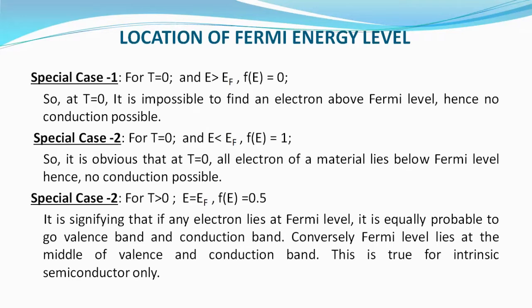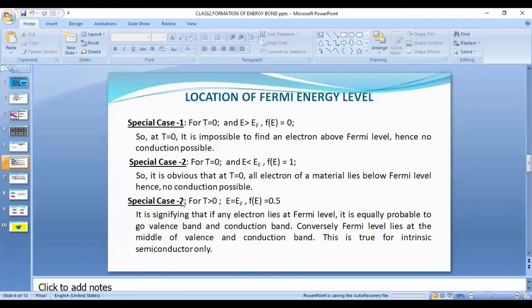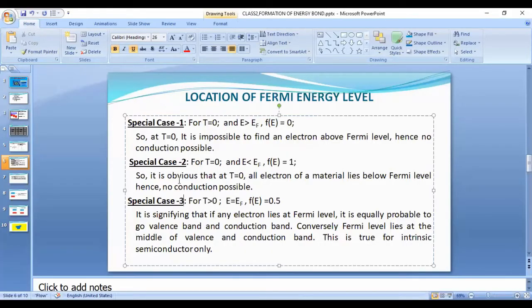That means it is obvious that when absolute temperature is 0, all the electrons lie below the Fermi level. So if we consider some Fermi level, these two cases are supporting the same thing. If absolute temperature is 0, all the energy levels which are occupied by electrons will be below the Fermi level. Now consider this special case 3 here.